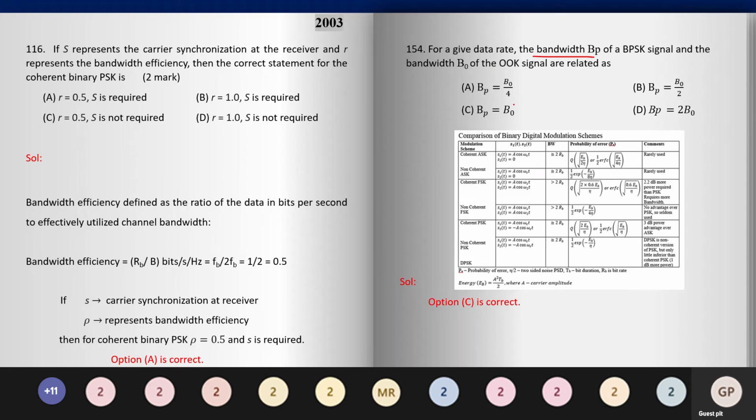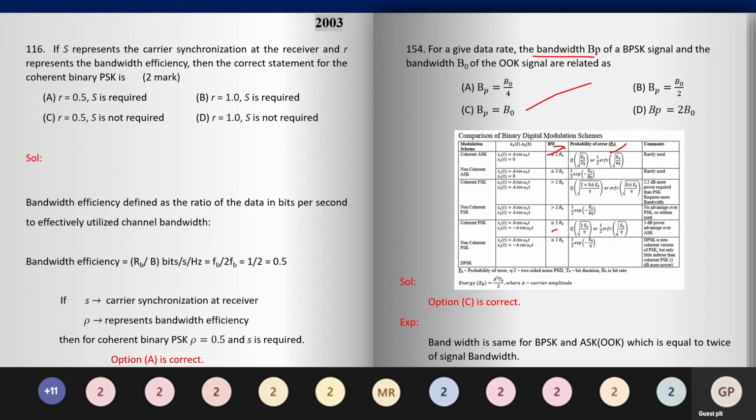Again, with the help of this table, once you summarize all the formulas related to bandwidth and probability of error, the comparisons will be easy for you. This diagram is very important. As you can see, we take the bandwidth for coherent ASK, FSK and BPSK. Once you compare, both bandwidths are the same, that is 2RB, which means the answer will be C. Both bandwidths are the same for BPSK and ASK.